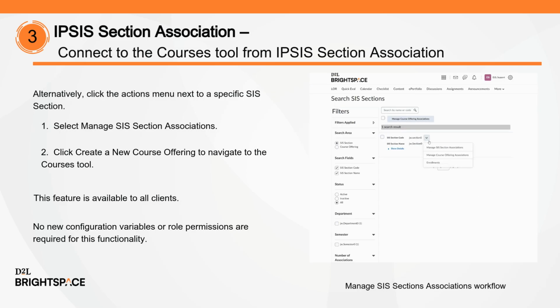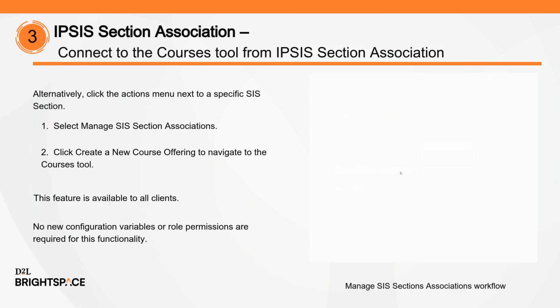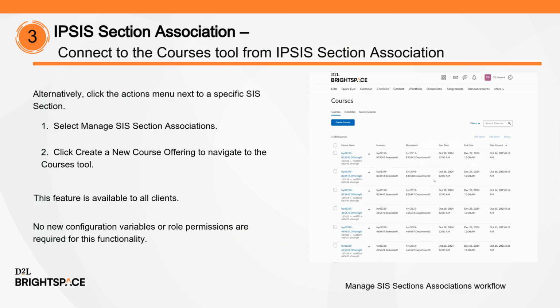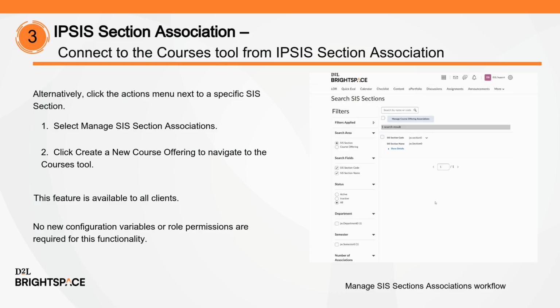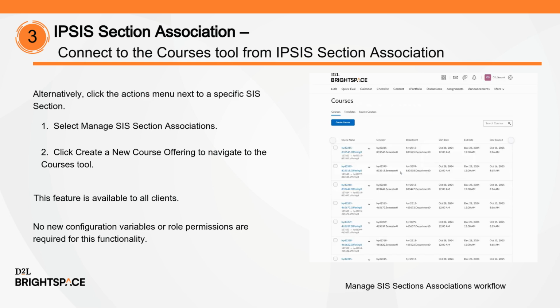Alternatively, click the Actions menu next to a specific SIS section. Select Manage SIS Section Associations. Click Create a New Course Offering to navigate to the Courses tool. This feature is available to all clients. No new configuration variables or role permissions are required for this functionality.